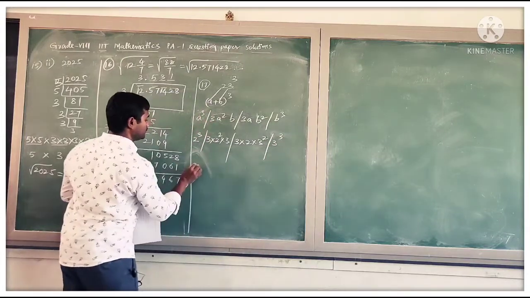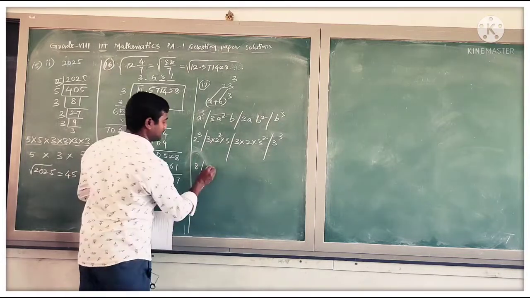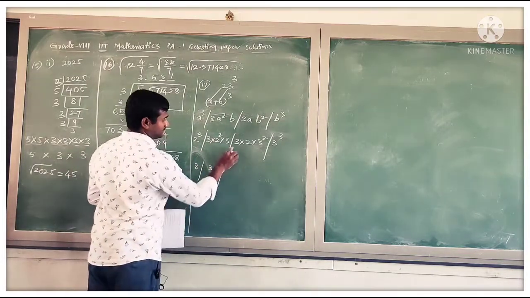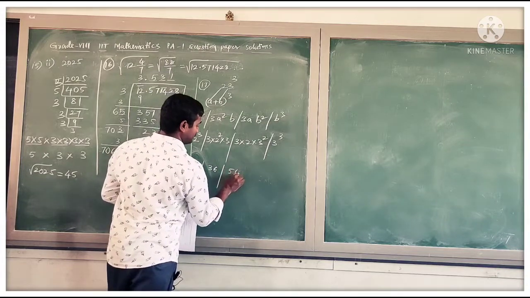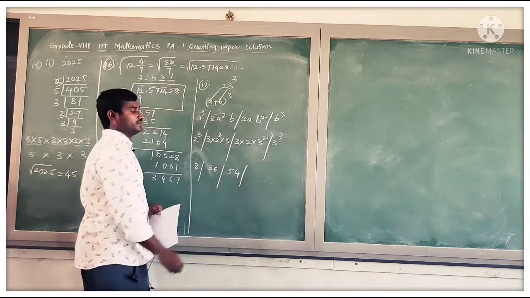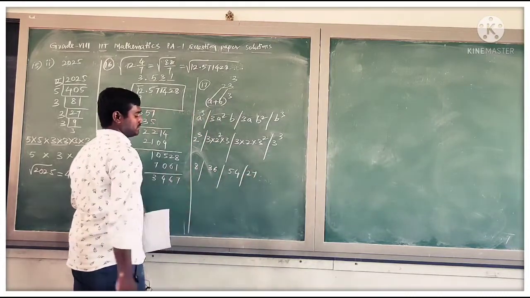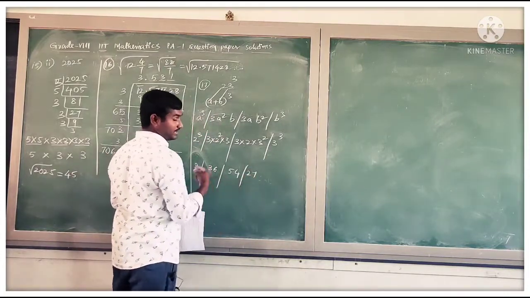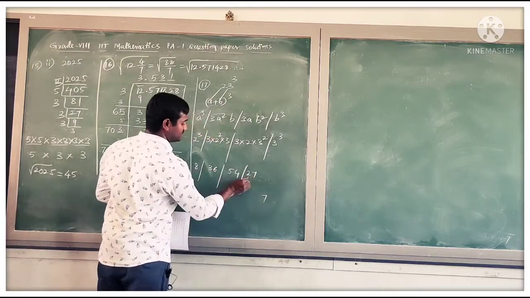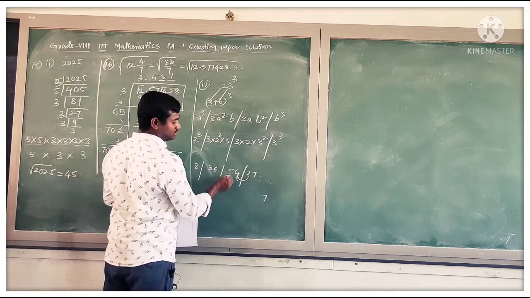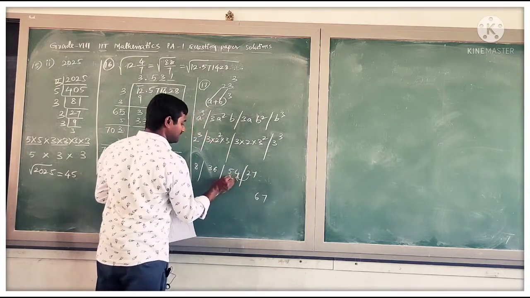So now 2 cube is 8, and 3 threes are 9, 9 fours are 36. Next 3 twos are 6, 6 nines are 54. Next 3 cube is how much? 27. So we can add from right to left. So this 7 we can write here, and this 2 is carried over to the next box. So 54 plus 2, 56, 6 will come again, 5 will carry over to here.